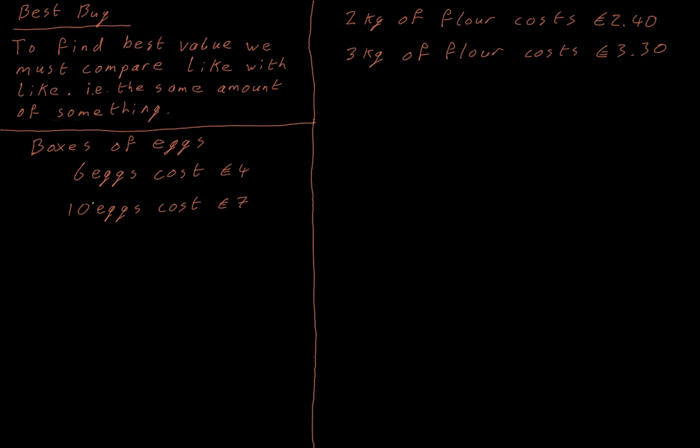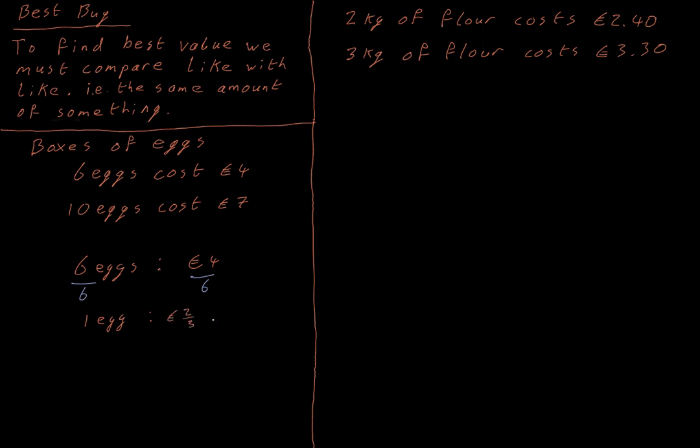So if 6 eggs costs €4, let's write this down as a ratio. So we have 6 eggs is to €4. This is directly proportional. As the number of eggs goes down, the cost is going to go down. So how would we find the cost of one egg? Well, that's going to be a sixth as many eggs, so it's going to be a sixth as much money. So one egg is going to cost us 2/3 of €1.